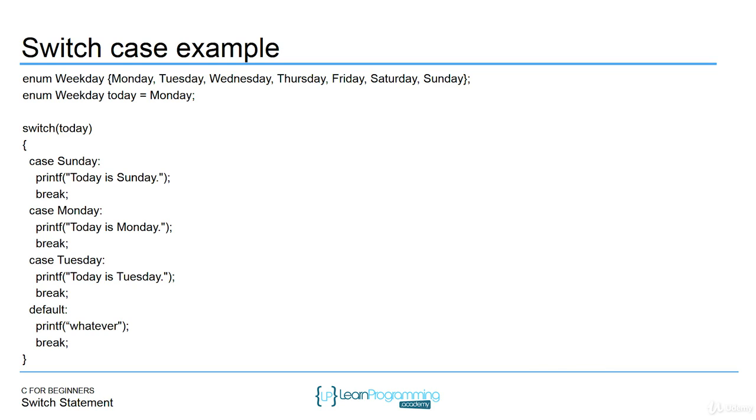If today is equal to Sunday, it's going to print out today is Sunday and then jump out. If today is equal to Monday, it's going to print out today is Monday and jump out. If it's not equal to any of them, it will go to the default case. So let's run through this example in Code::Blocks.